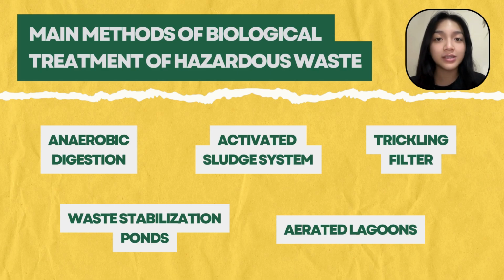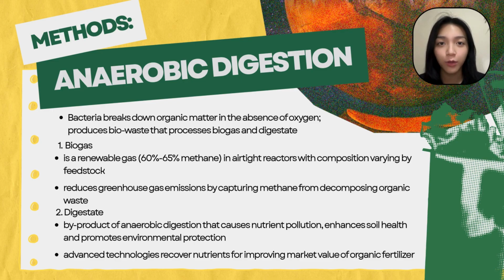The most common systems or methods are enumerated below, which are anaerobic digestion, aerated lagoons, activated sludge systems, trickling filters, and waste stabilization ponds. First is anaerobic digestion. It is a biological process where bacteria break down organic waste like manure, food scraps, and wastewater sludge in the absence of oxygen.